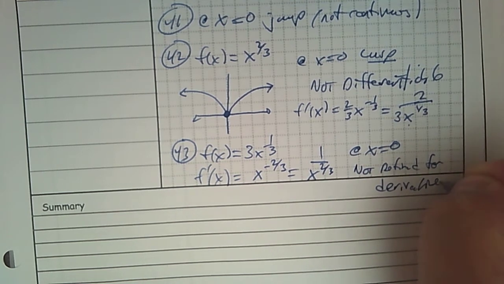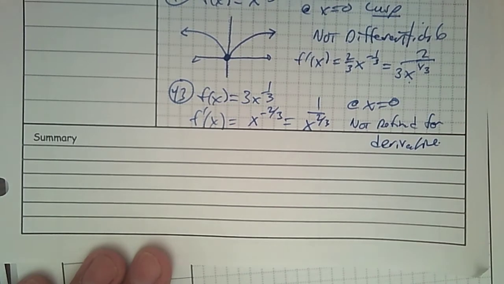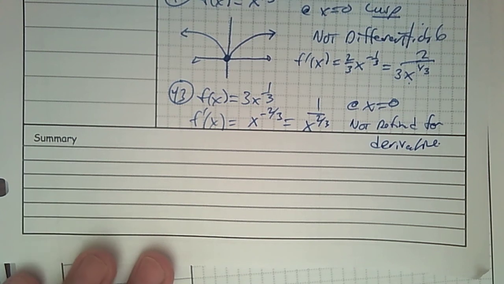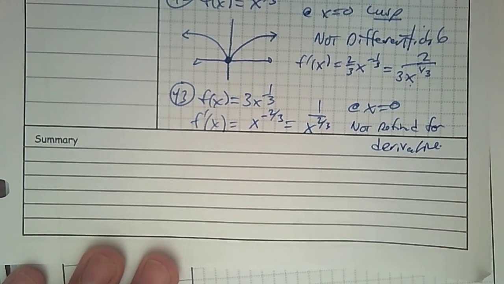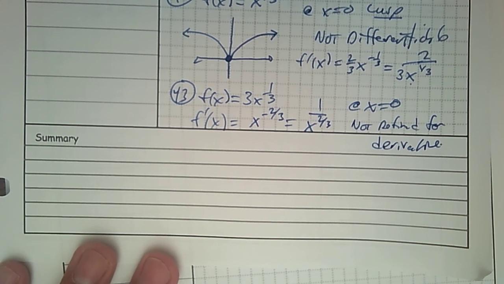And again, if you looked at the graph of it, what you'd see is 3 times x to the 1/3. You'd either see a sharp corner or a vertical tangent. In fact, for that one, you'd see a vertical tangent. 44.